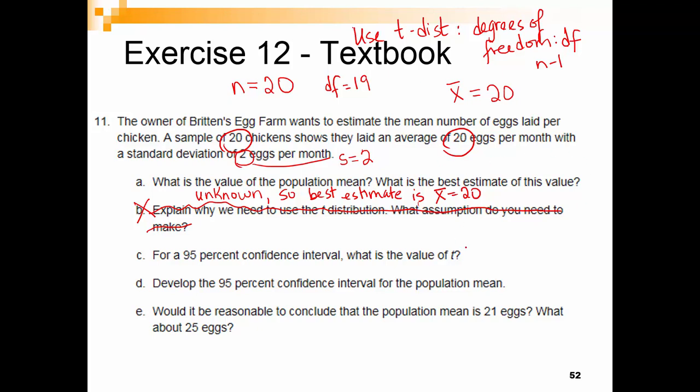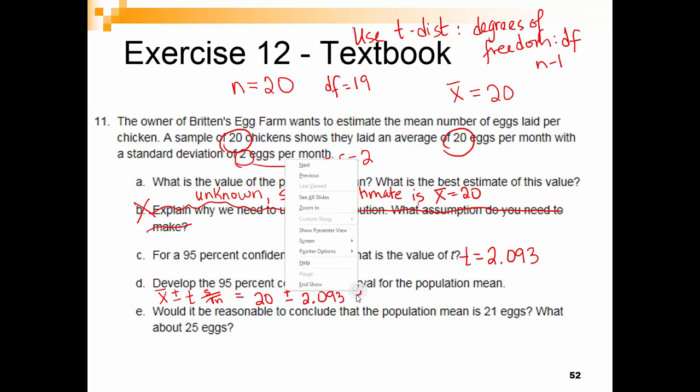So our critical t-value is 2.093. And now we're going to make a confidence interval. When we don't know sigma, the formula is just slightly different. It's x bar plus and minus critical value of t times s over the square root of the sample size. So our x bar is 20, plus and minus our critical t-value, 2.093, times our s, which is 2, over the square root of 20, our sample size.